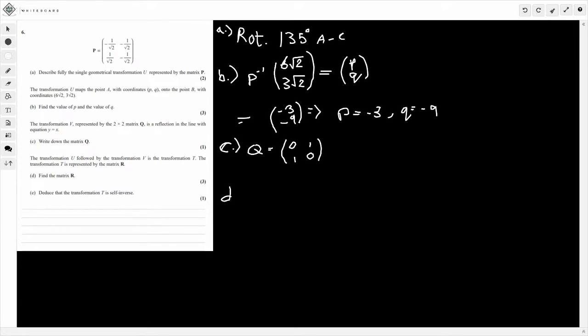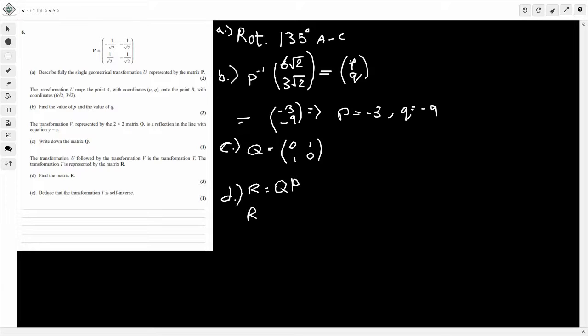For part D, we've got the transformation U followed by the transformation V, which is the transformation T. The transformation T is represented by the matrix R, and we have to find this matrix R. You've got to be very careful about the order. R is going to be equal to Q times P. Remember, matrix multiplication, so QP is not going to be the same as PQ, or it's very, very unlikely. So you have to get the order the right way around, otherwise this is going to fall apart.